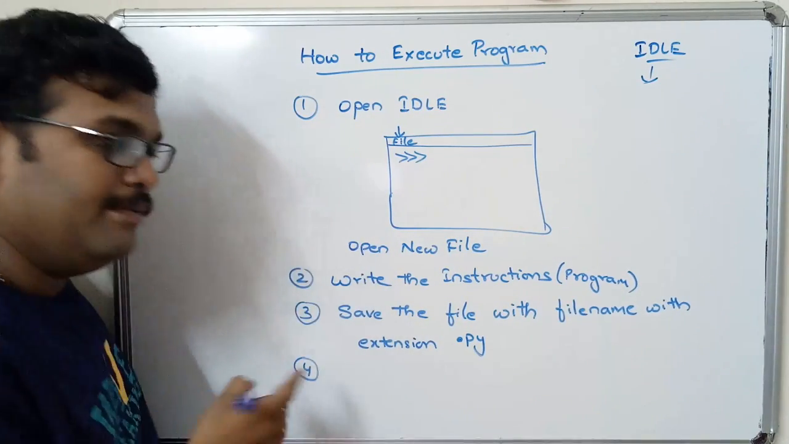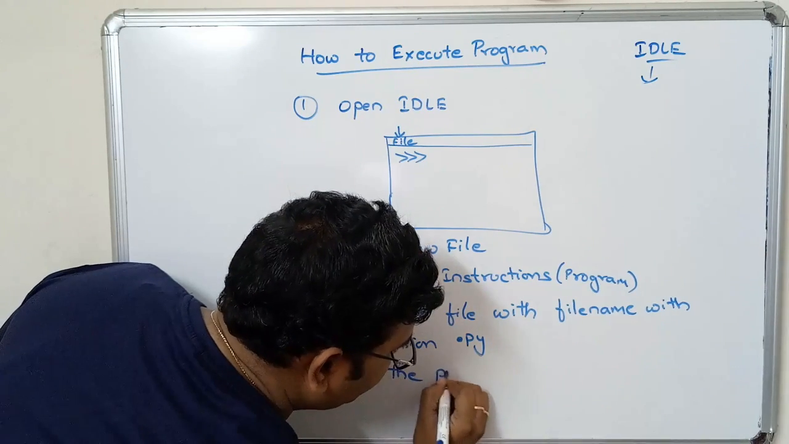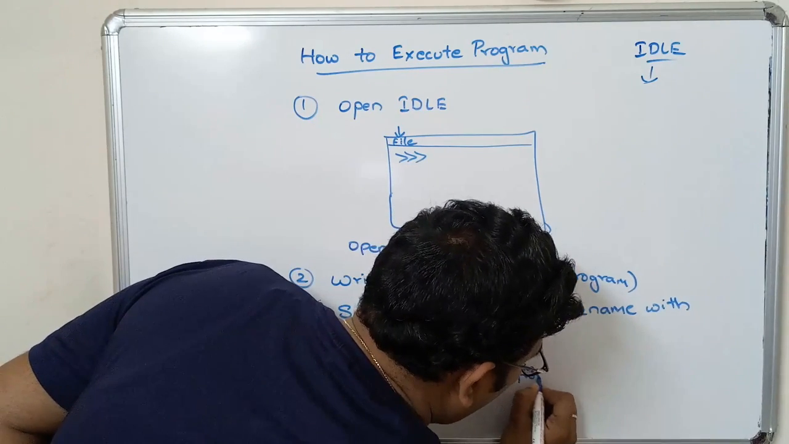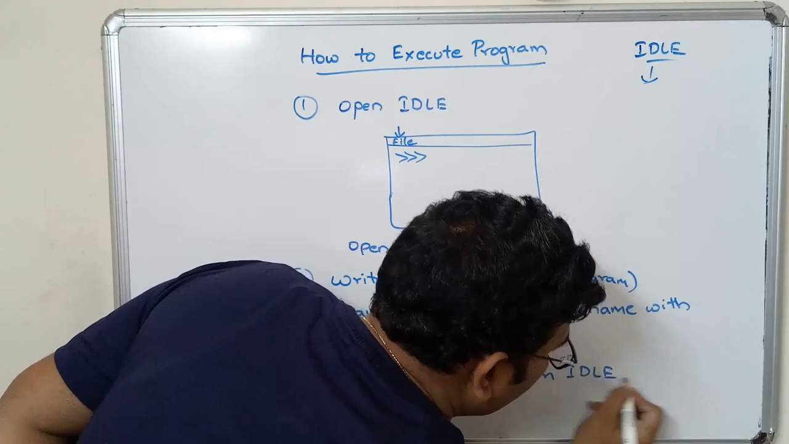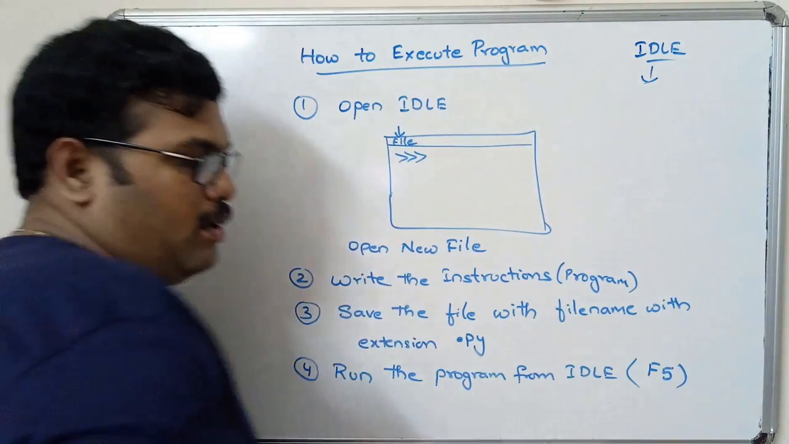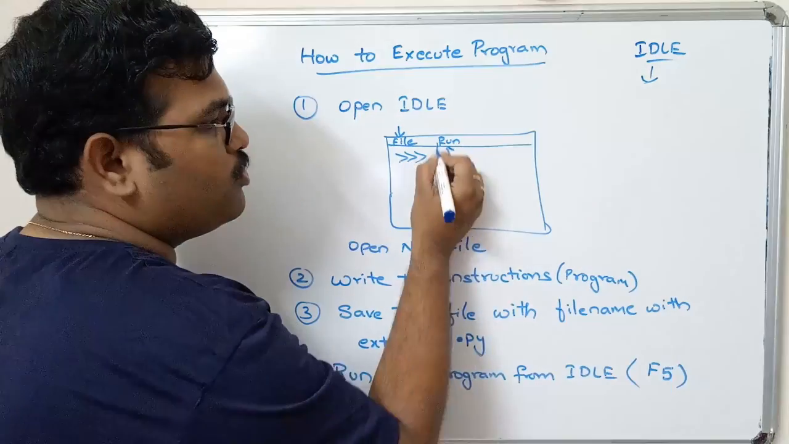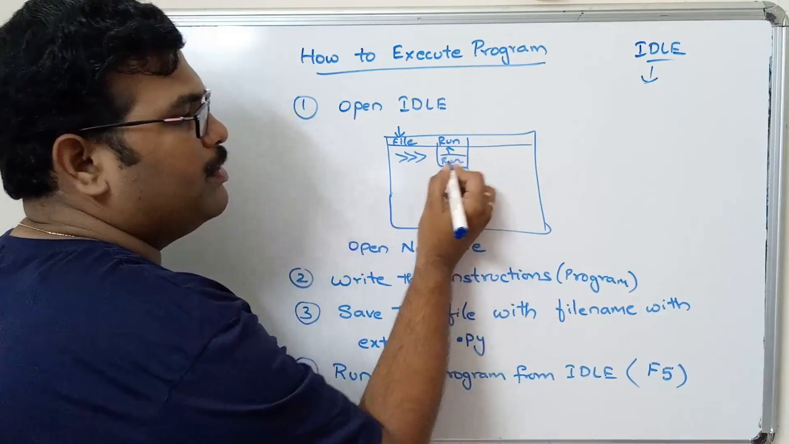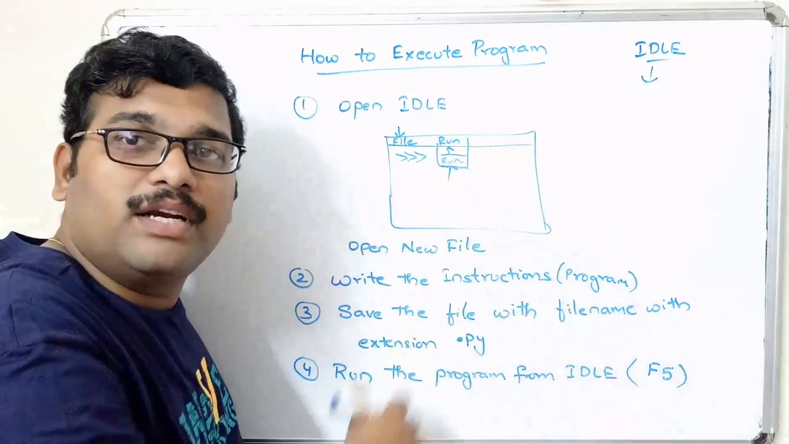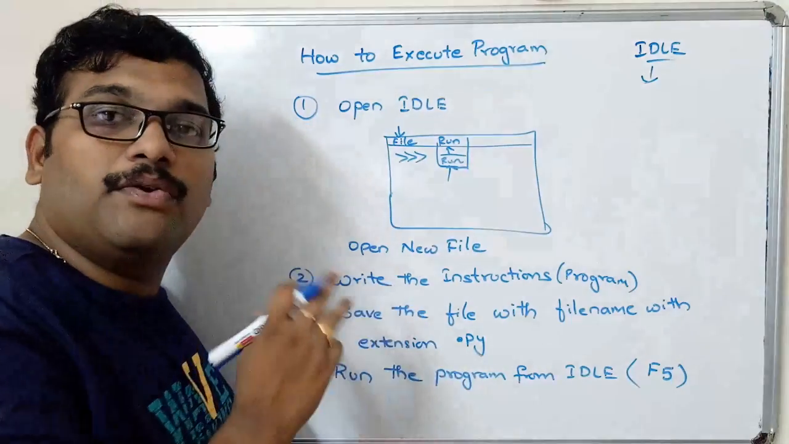And after saving the file, now directly run the program from IDLE. For running the program, we can directly press F5, or you can find the option Run. Click on this Run so that the program will be executed in the Python shell, right? So this is the procedure to execute any Python program.